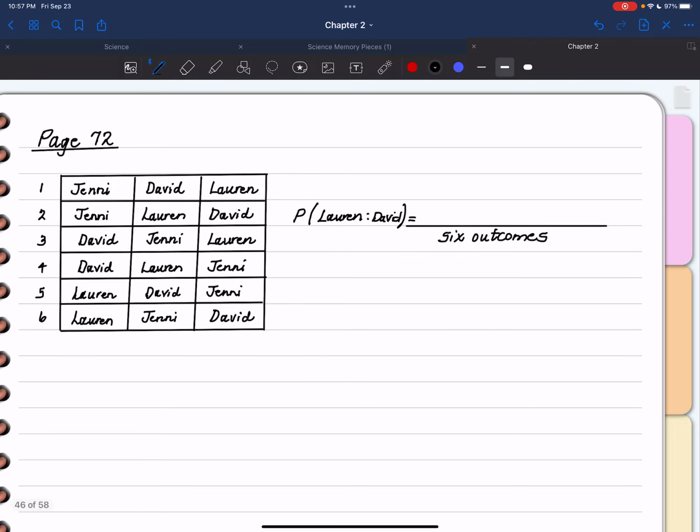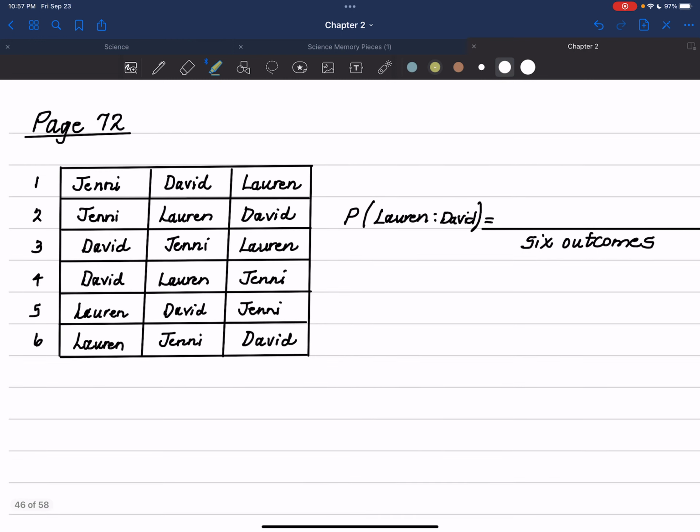Okay, so we need to look at our outcomes. And here we have David and Lauren sitting side by side. Here we have David and Lauren sitting side by side. The order doesn't matter as long as they're sitting next to each other. Here we have Jenny and Lauren, or Lauren and Jenny. And then we have David and Lauren, or Lauren and Jenny. So we have 3 possible ways. That's not right, is it?